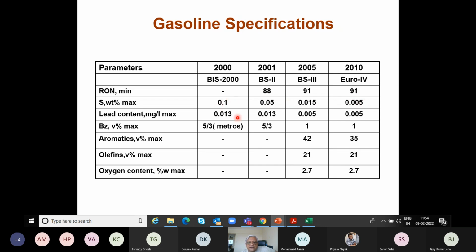You can see how the lead, why this small amount of lead is still put here, is just to make sure that the old equipment that was used to store or transport gasoline might still have some leaded gasoline in it. So that might be leaching out, but of course this is more of an academic number. The other aspect is the benzene content.